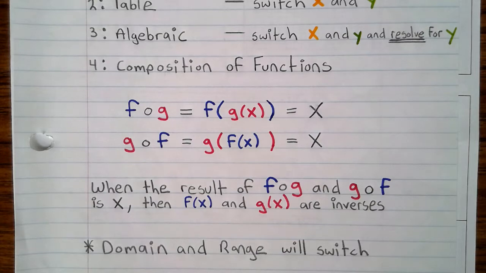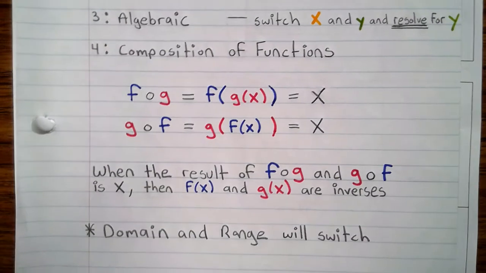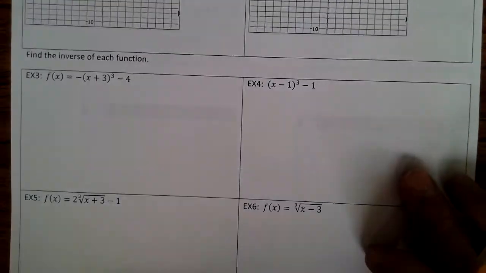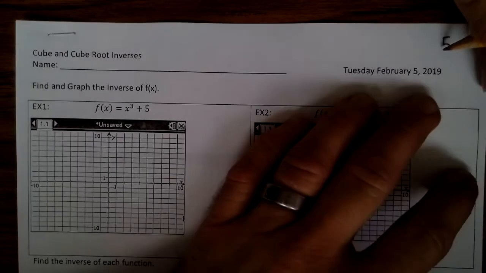f of g equals f of x is equal to x, and when g of f is equal to g of f of x is equal to x, we can say the result of f of g and g of f is x, then f of x and g of x are inverses. Again, a note, when you're doing inverses, the domain and range will switch. Okay, if you would update your notes. Now your notes are updated, let's take a look at the examples, which are on page 51.